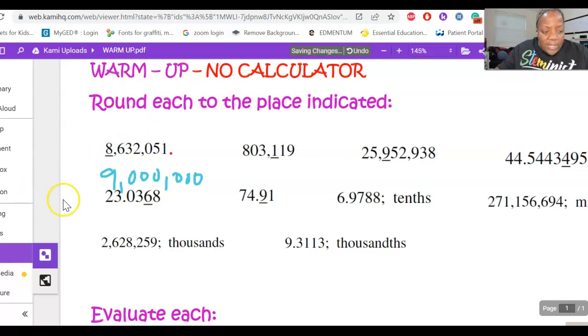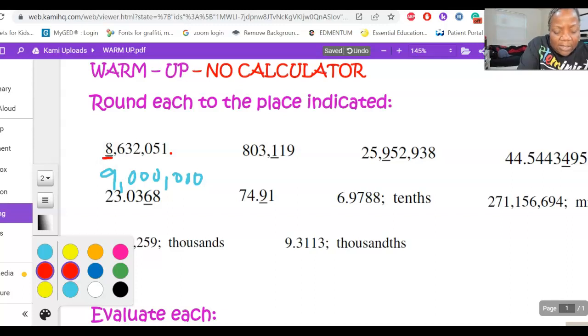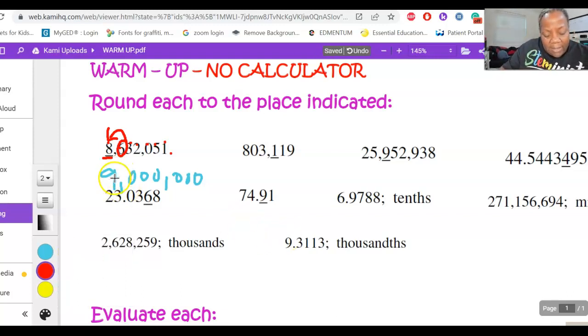Again, we take a look at what our underlined number is. Our underlined number is 8. We know that it is in the millions place. It is the 6 that tells the 8 what to do. That 6 is bigger than 5, so it's telling the 8 to round up. I'm going to round up and put as many digits as I need to represent the millions place. So our answer: 9 million.